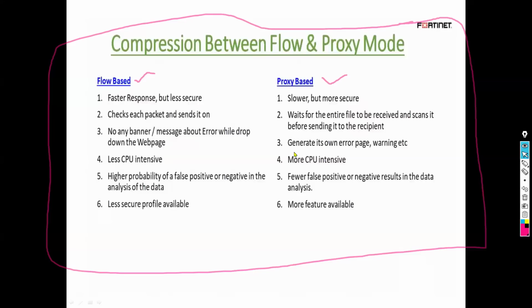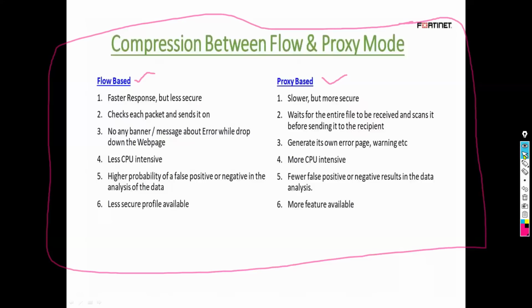Can you hear me? Yes. Which option do you think is good? The one which is more secure, proxy-based, right? So why do we have the flow-based inspection method? Actually, it depends on the scenario, on the requirement. For some applications and some traffic, I'm looking for a faster response, so I can go with the flow-based inspection method. But for some traffic, I'm looking for better security and more features, then you can go with proxy-based. Clear now? Yes.